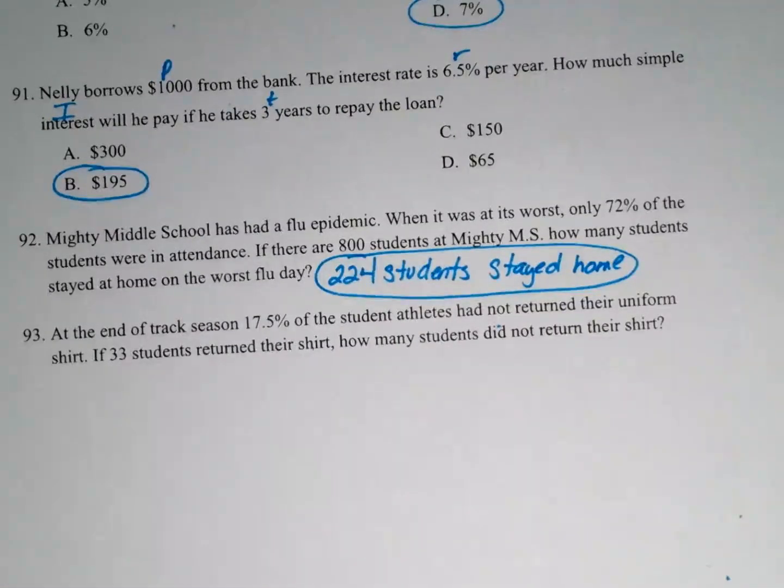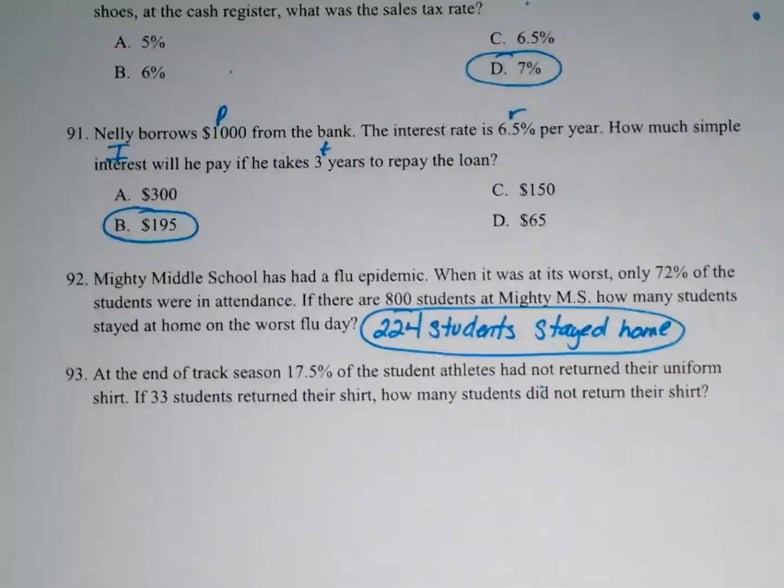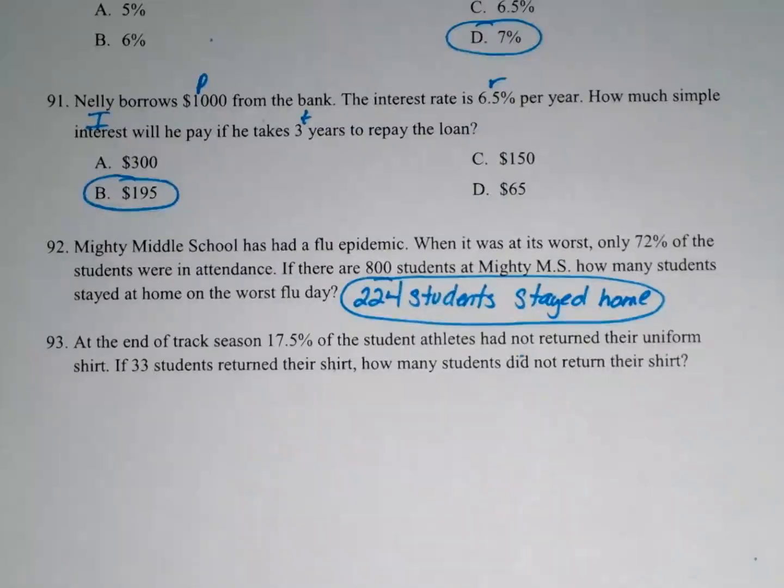All right, last problem. At the end of track season, 17.5% of the student athletes had not returned their uniform. If 33 students returned their shirt, how many students did not return their shirt? All right, so 17.5% had not returned their shirt. 33 have returned their shirt. So what percent of people had returned their shirts?